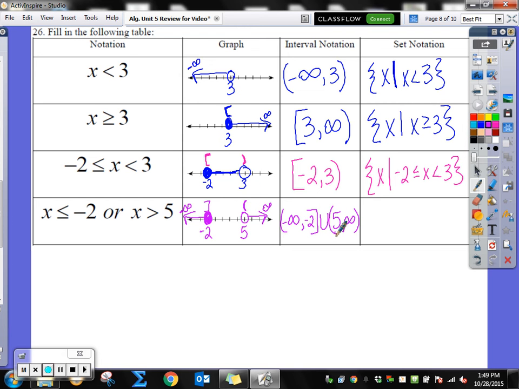Now for our set notation, same as before, x such that, then we just grab x is less than or equal to -2, or x is greater than 5, close curly bracket.